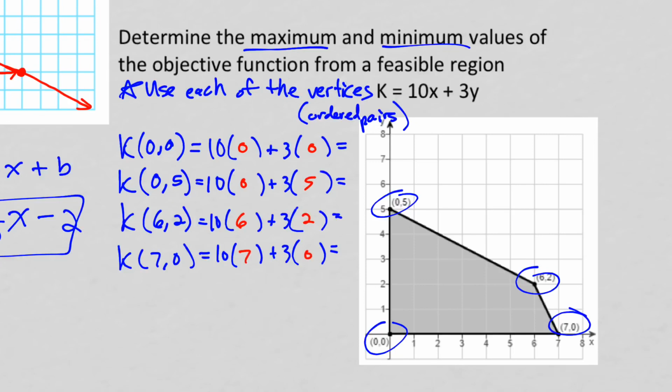Okay. So 0 plus 0, that's going to be 0. Then 0 plus 15 is 15. 60 plus 6, that's 66. And then we have 70 plus 0, which is 70. So here you can see our minimum, our maximum. So we have a maximum at 7, 0 with the value of 70. And we have a minimum at 0, 0 with the value of 0.